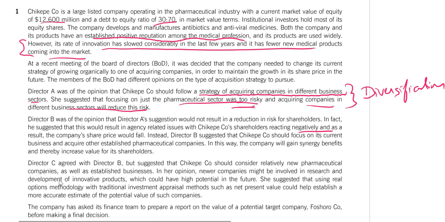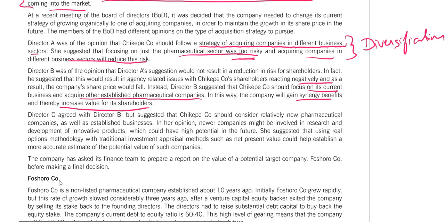Instead, Director B suggested that the company should focus on its current business and acquire other established pharmaceutical companies. In this way, the company will gain synergy benefits and thereby increase value to the shareholders. So Director B is suggesting that the company should grow horizontally. It will increase the synergy benefits.